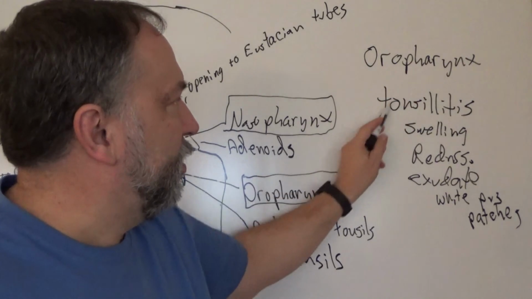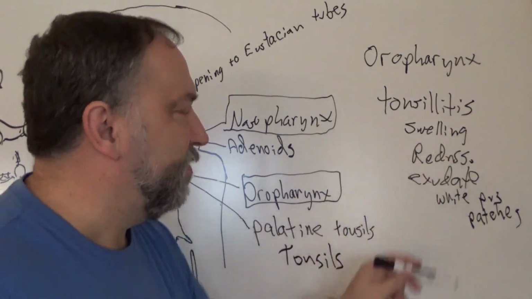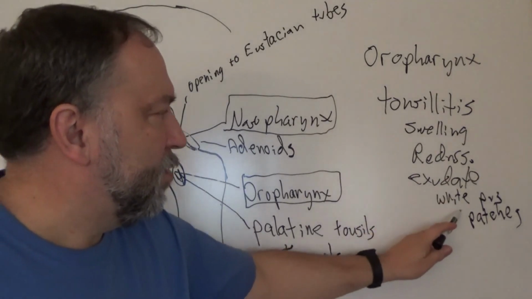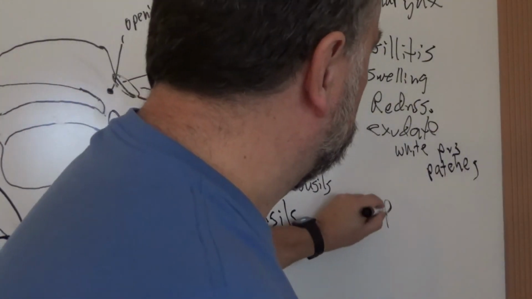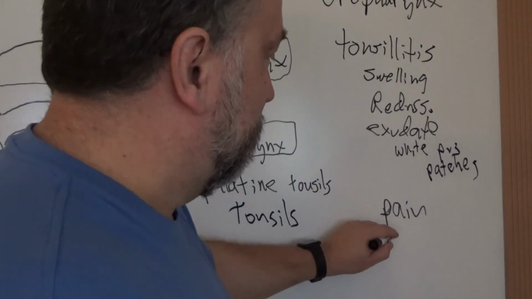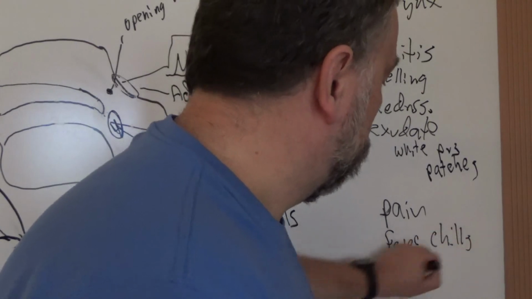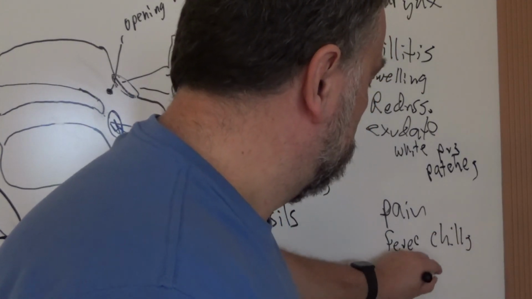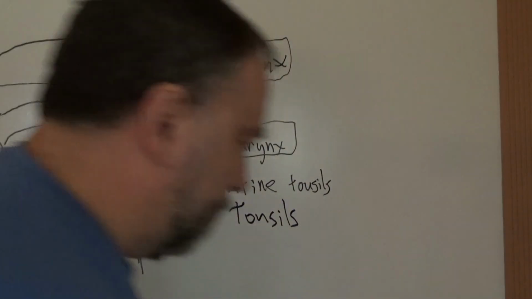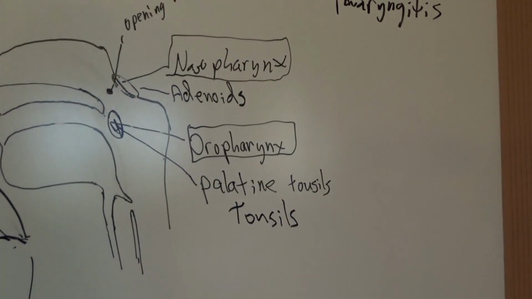In the oropharynx, you have your tonsils. So when you have tonsillitis, you'll see swelling of the tonsils like I was drawing right here. Redness, exudate, white pus patches. They have pain, sore throat, right? So you've got pain, and you get fever, chills, body aches, and another big one here is pharyngitis, right? A lot of times you go to the doctor and they say you've got pharyngitis. So what the heck does that mean?